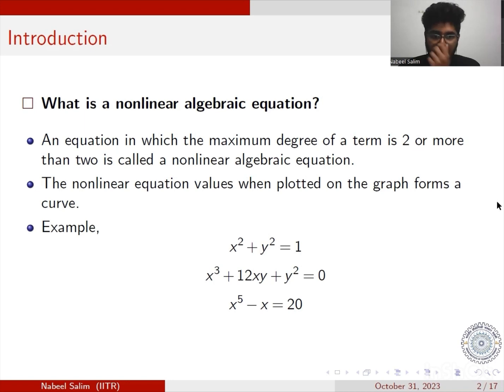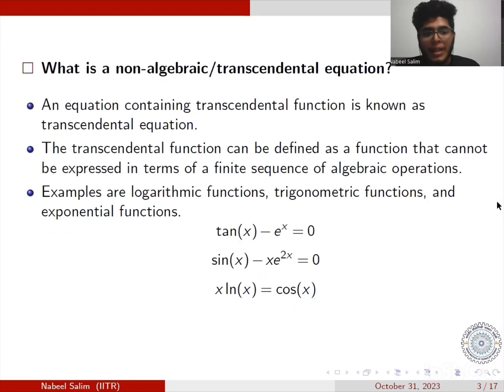And there are other kinds of equations such as non-algebraic equations or transcendental equations. So what are these kinds of equations? An equation containing a transcendental function is known as a transcendental equation. So what are transcendental functions? Transcendental functions are functions that cannot be expressed in terms of a finite sequence of algebraic operations. Some functions can only be expressed in terms of an infinite sequence of algebraic operations. Examples of such functions are trigonometric functions, exponential functions, logarithmic functions, etc.